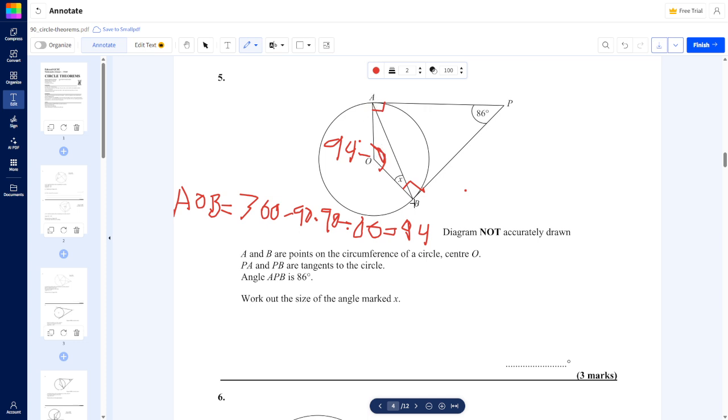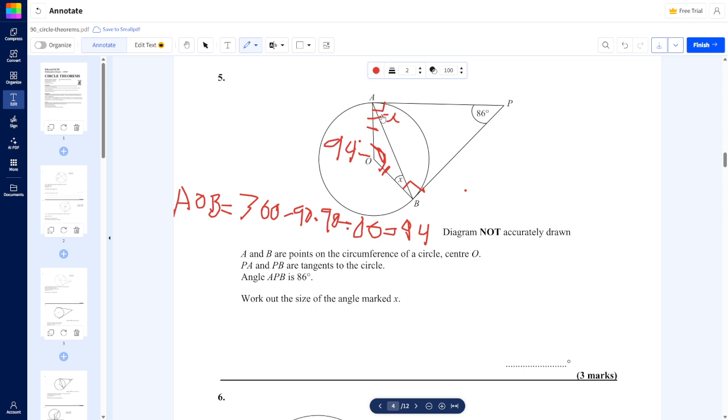We can focus on this triangle AOB. This triangle is going to be an isosceles triangle because these are two radiuses. These two radiuses are the same length, which means this x over here is going to be the same as this angle over here. So we can also label that x.